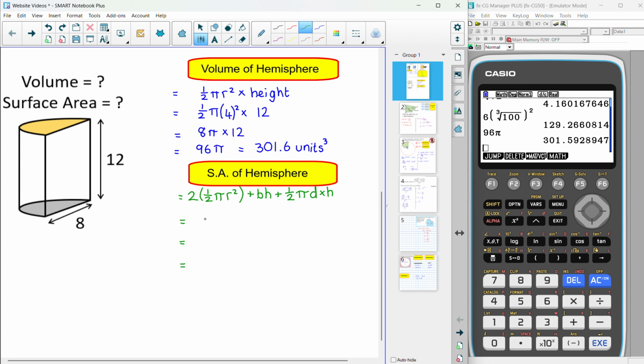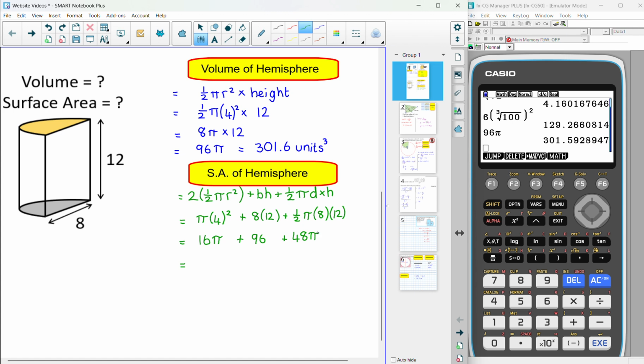2 times a half is going to give you a whole. Then you get pi multiplied by the radius squared, which is going to be 4 squared. And then we sum that up with the base, which is 8 multiplied by 12. And then plus a half multiplied by pi. The diameter is 8 multiplied by the height, which is 12. Now, overall, you get 16 pi. And then you need to add that up onto 96. And then add that up onto, let's see, half of 8 is 4. 4 times 12 is 48 plus 48 pi.